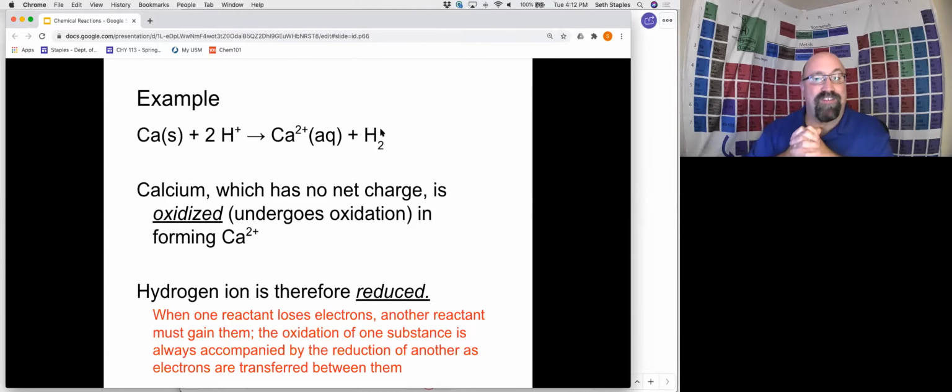When one reactant loses electrons, another reactant must gain them. The oxidation of one substance in a reaction is always accompanied by the reduction of another. These electrons are transferred between the two.